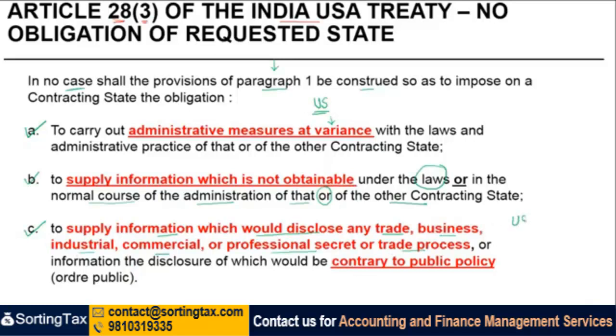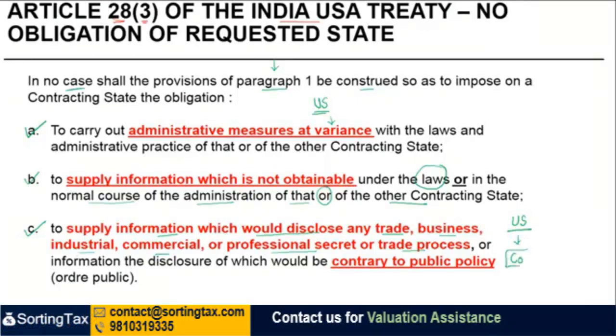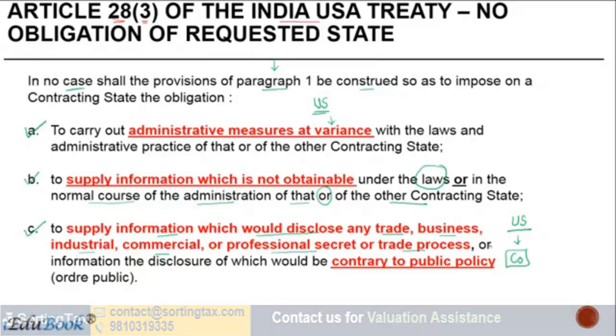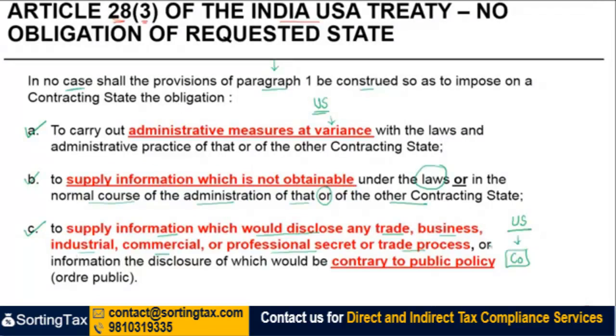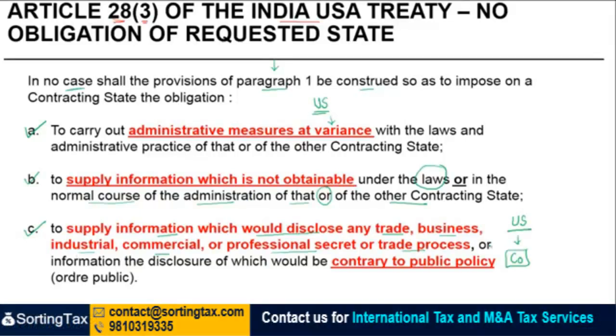Now, every country wants that, let's say for example, if we talk about the US, if there is a company operating in the United States which has certain trade or business processes or secrets that give it a competitive edge over other competitors, and it believes that sharing this information may not be in the best interest of such company, the US can not be obligated to provide information relating to those trade, business, or other secrets, or any information which the US believes is contrary to public policy, under the provision of Article 28.